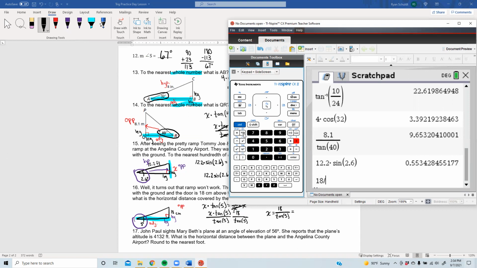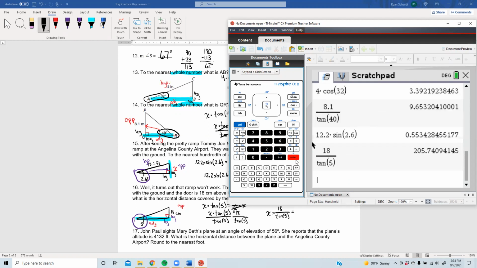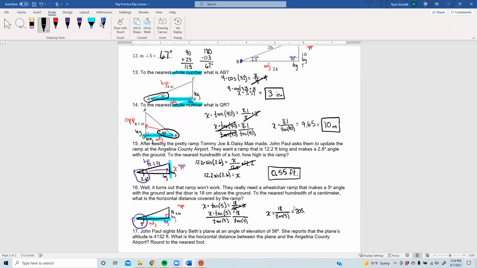18 divided by the tangent of 5 degrees is 205.74. It says hundredth of a centimeter. So, 205.74 centimeters.